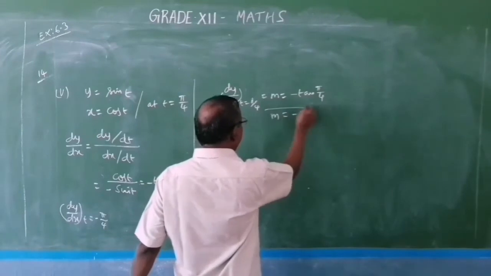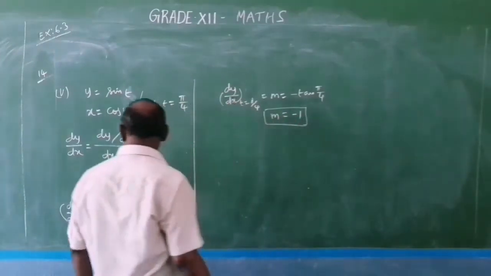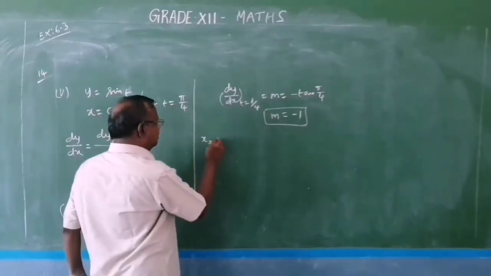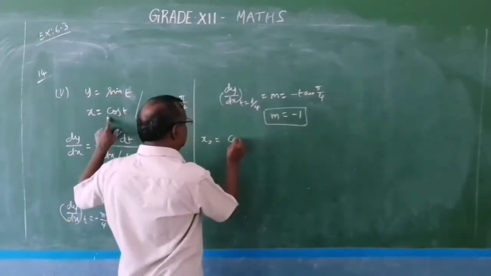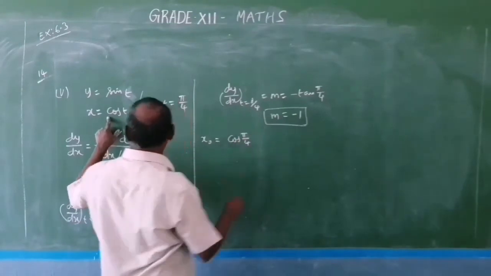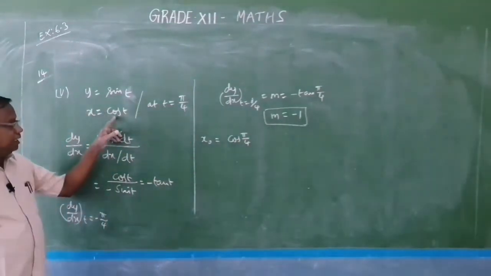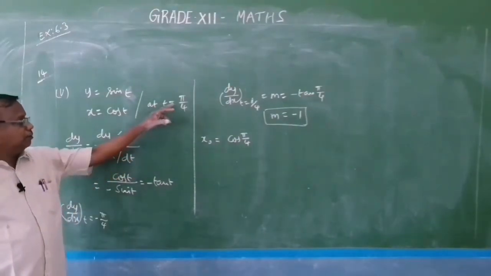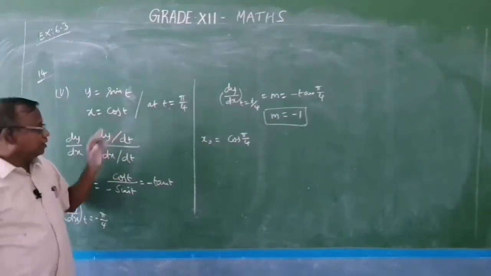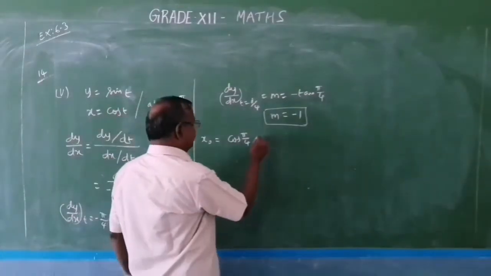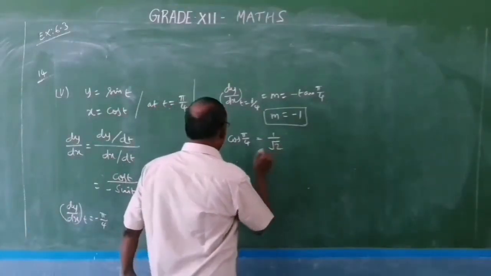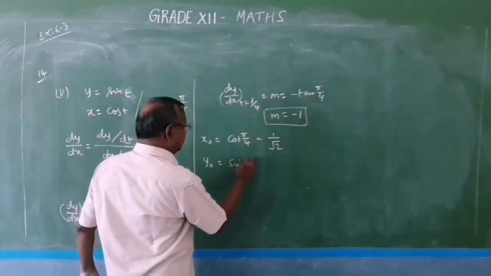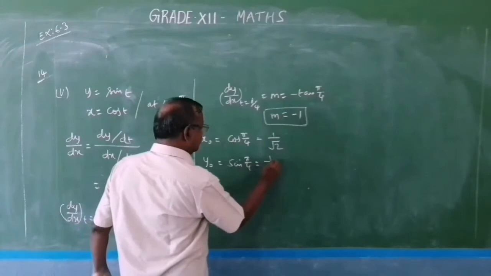So m equal to minus 1, and the points are now x naught equal to cos pi by 4, because generally x equal to cos t and you are given that t equal to pi by 4. So at t equal to pi by 4 only x gets x naught. So x naught equal to cos pi by 4 equal to 1 by root 2, and similarly y naught equal to sin pi by 4, which is also 1 by root 2.